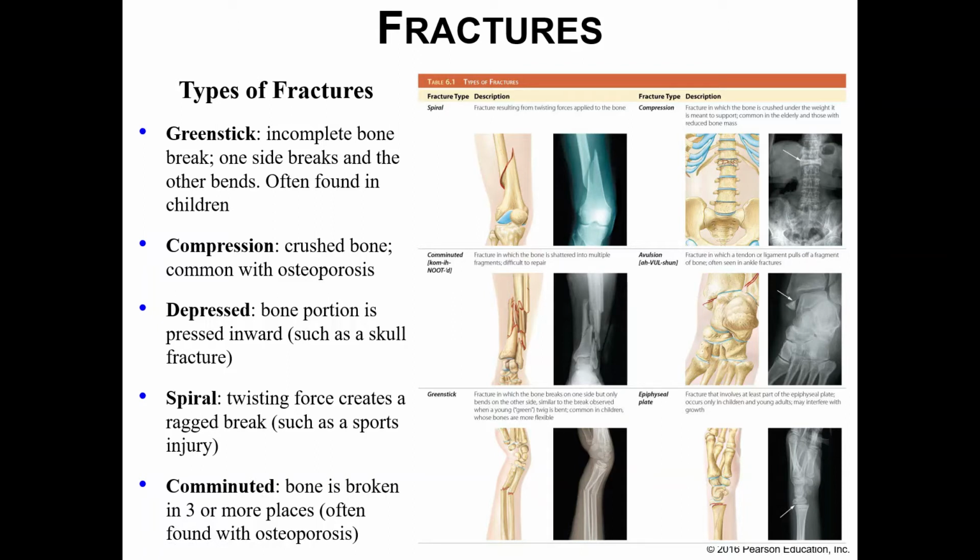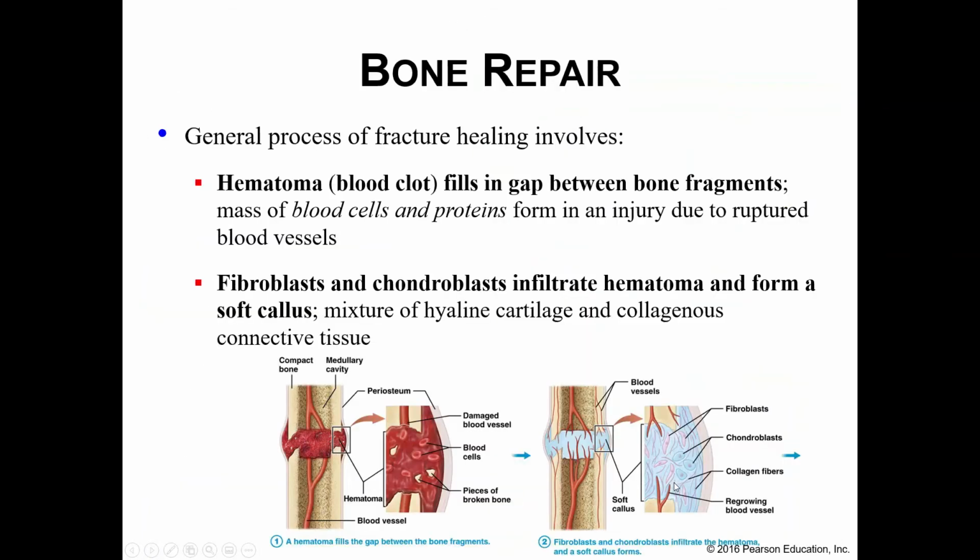A spiral fracture occurs basically when you've twisted the bone so hard that it breaks. These are common sports injuries. And then a comminuted fracture, you've basically just destroyed your bone. The bone is broken in 3 or more places. Again, this one's also often found with osteoporosis because the bone is so weak. And so you can see some of our pictures here showing these different types of fractures.